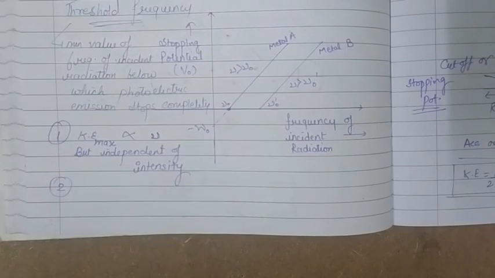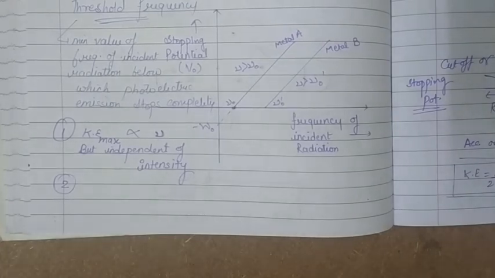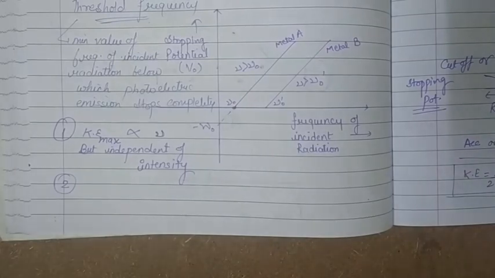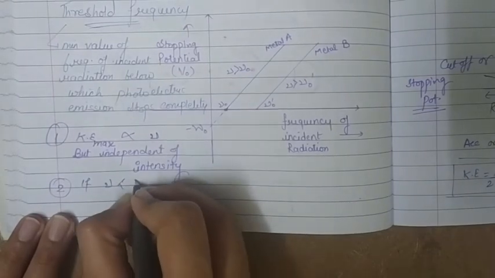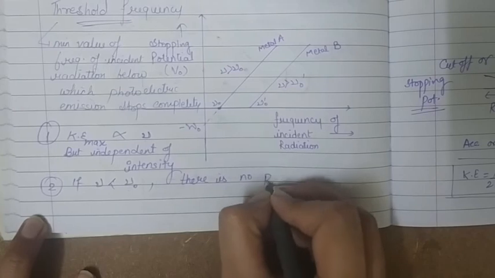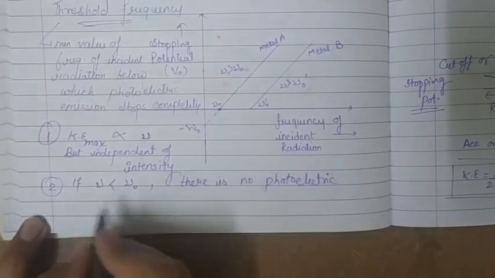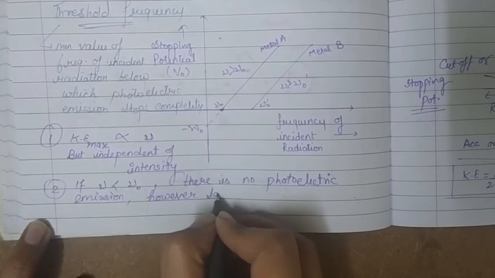Now the second conclusion is, for a frequency nu of the incident radiation which is less than threshold frequency, we don't get any photoelectron, or there is no photoelectric emission however large the intensity is. कितने भी intensity का incident radiation we can incident on the plate, but if the frequency of radiation is less than the threshold frequency, no matter what the intensity is, there is no photoelectric emission. So if frequency of incident radiation is less than nu naught, the threshold frequency, in that case there is no photoelectric emission however large the intensity is.